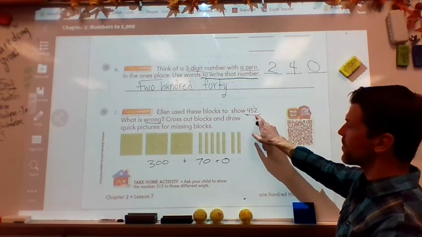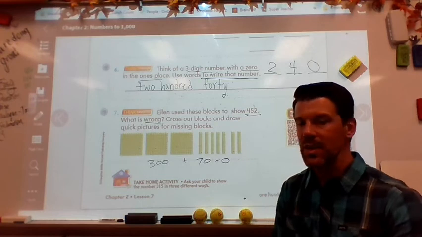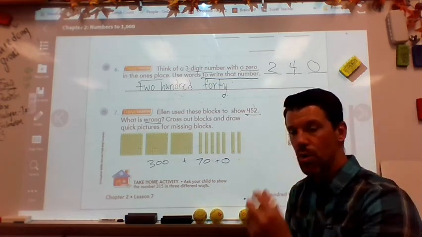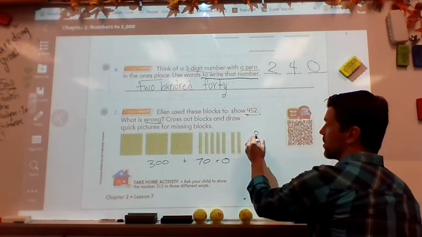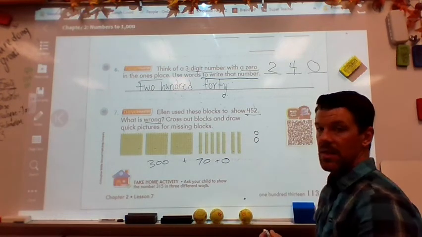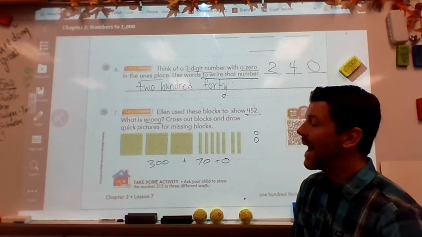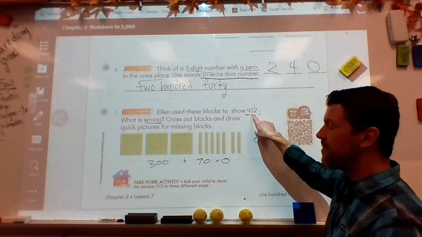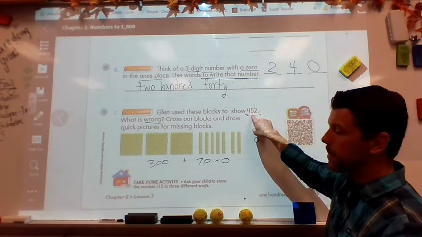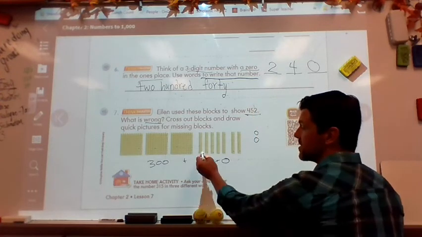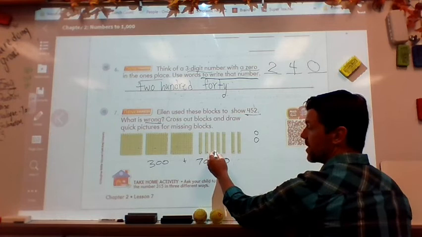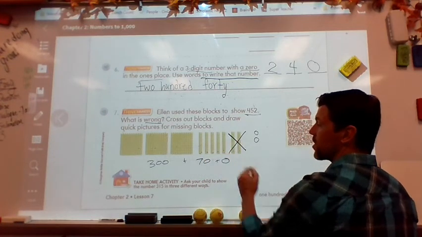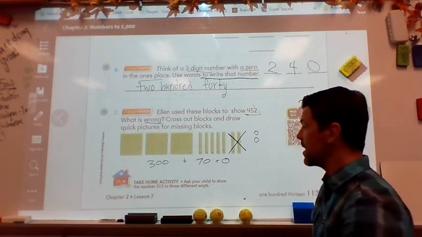So let's look at the ones first. How many more ones do we need? 452. We need 2 more ones. So I'm going to draw those ones in. 1, 2. The next thing I'm going to ask myself, how many tens do we need? 452. 5 tens or 50. So I can have 10, 20, 30, 40, 50. We do not need these, so I'm going to cross them out.